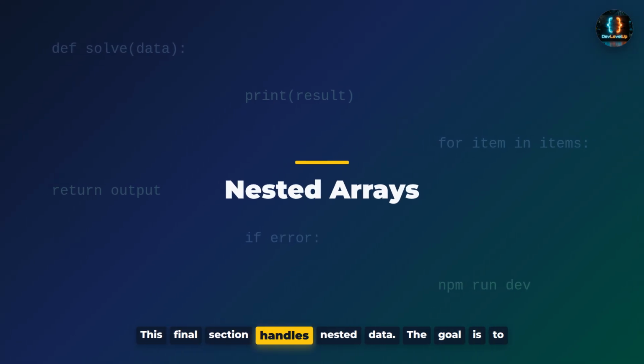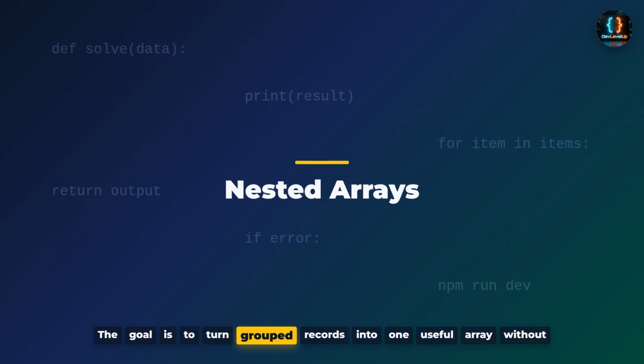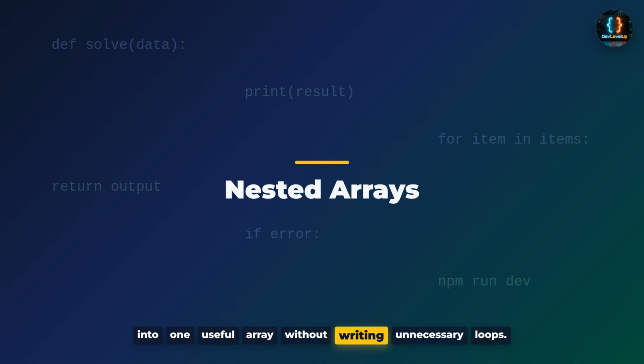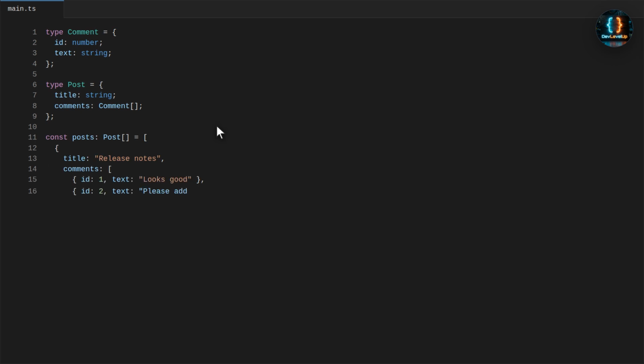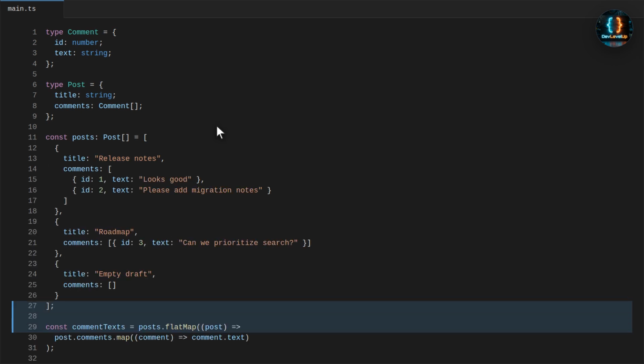This final section handles nested data. The goal is to turn grouped records into one useful array without writing unnecessary loops. A moderation queue should not care which post each comment came from at first. It needs one flat list to review. Let's create typed posts with nested comment arrays, then use flatMap to collect every comment text in one pass. Now we run the script and check that the output is one flat array.